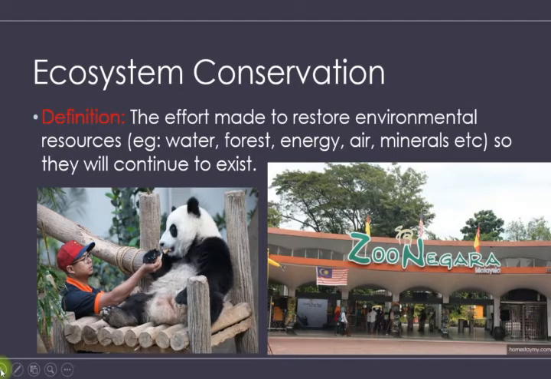Okay, the second term is ecosystem conservation, or the conservation of ecosystem. So what is the definition of the term? It refers to the effort made to restore the natural environmental resources such as water, forest, energy, air, minerals, and so on, so they will continue to exist. As you can see from the diagram here, it refers to the effort made to restore the wildlife.